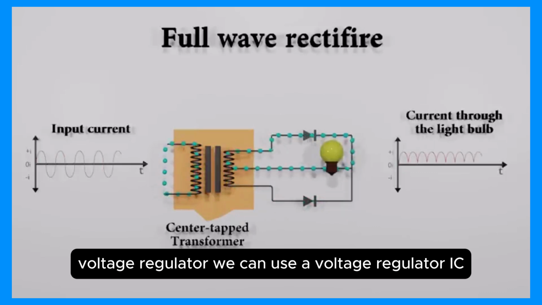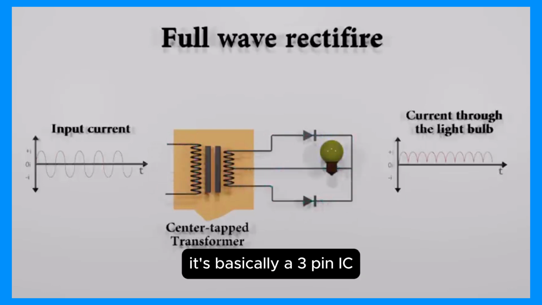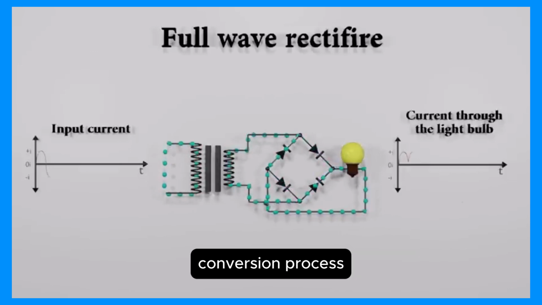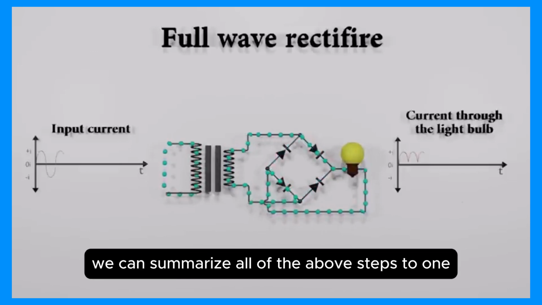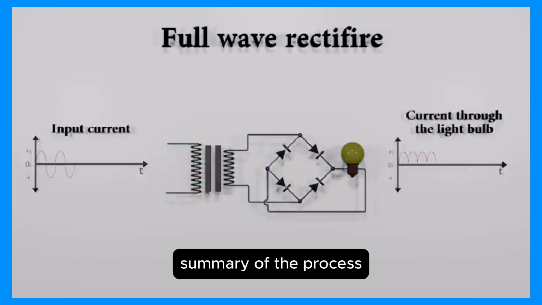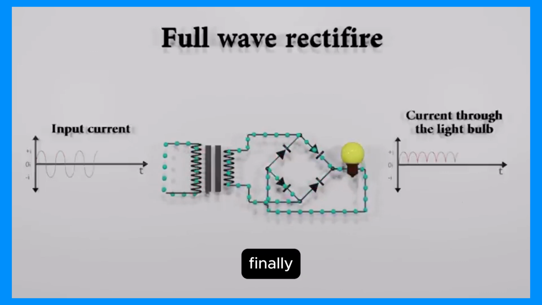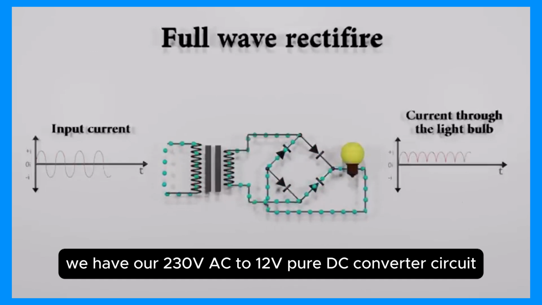We can use a voltage regulator IC. It's basically a 3-pin IC. This is the final step of the AC to DC conversion process. We can summarize all of the above steps into one summary of the process. The waveforms of each stage are like this. Finally, we have our 230 VAC to 12V pure DC converter circuit.